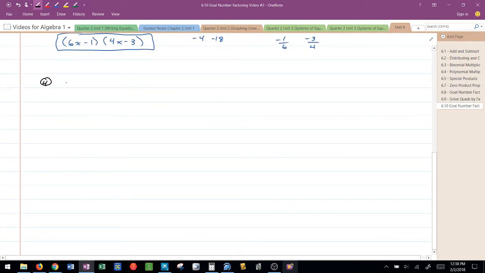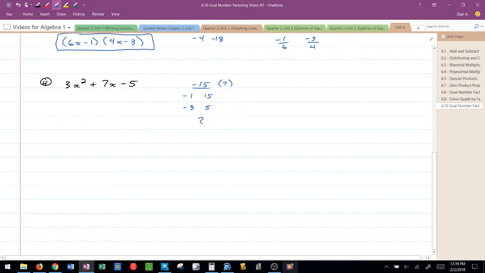Let's say that I have 3x squared plus 7x minus 5. I know my goal number is negative 15. Middle term is positive 7. All right, factors. Well, let's see. I've got 1 and 15. They don't work. I know that the smaller one's going to have to be negative to add and give me a positive. How about 3 and 5? First one's negative. That adds to give me 2.